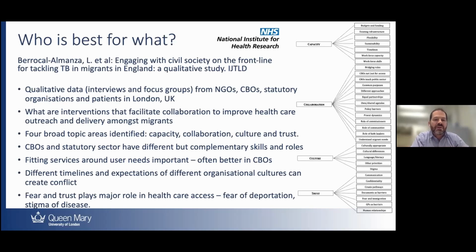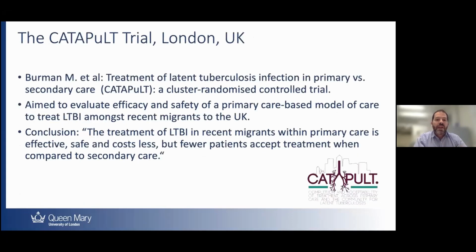Fitting services around user needs is crucial. That's often better by community-based organizations. Different timelines and expectations for different organizational cultures can create conflict. That's particularly the case between NGOs and the NHS, perhaps. And fear and trust plays a major role in healthcare access. So, you know, migrants do have their own agenda very often: fear of deportation, stigma of disease, and all the rest of it. I also wanted to point out the Catapult trial.